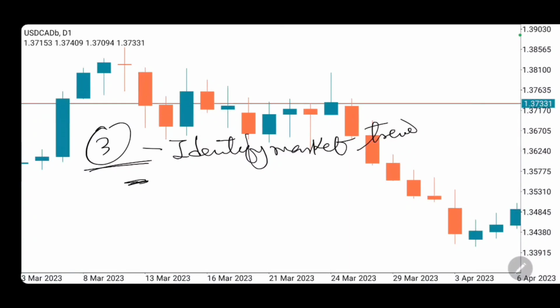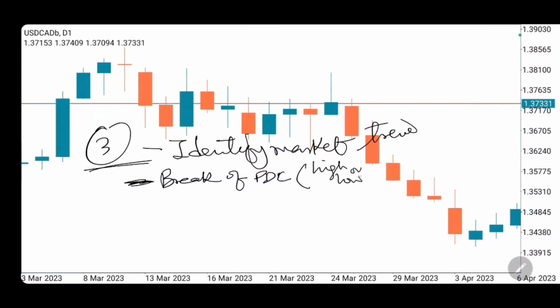The difference between this third method and the second method is that in this third method, you wait for a break of the previous day's candle. After the break, you do not enter. All right, you do not enter. You wait for the high.